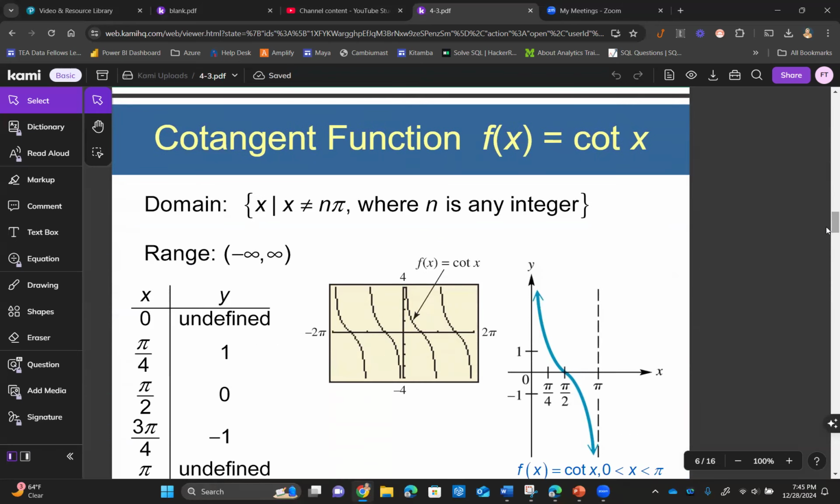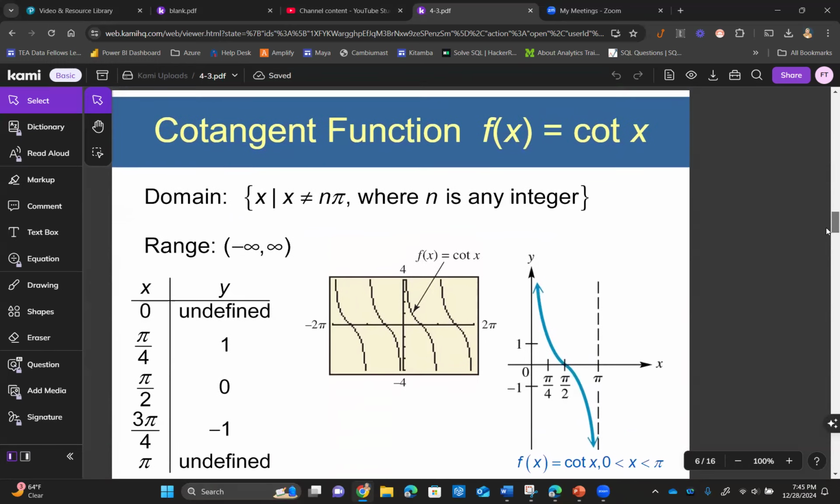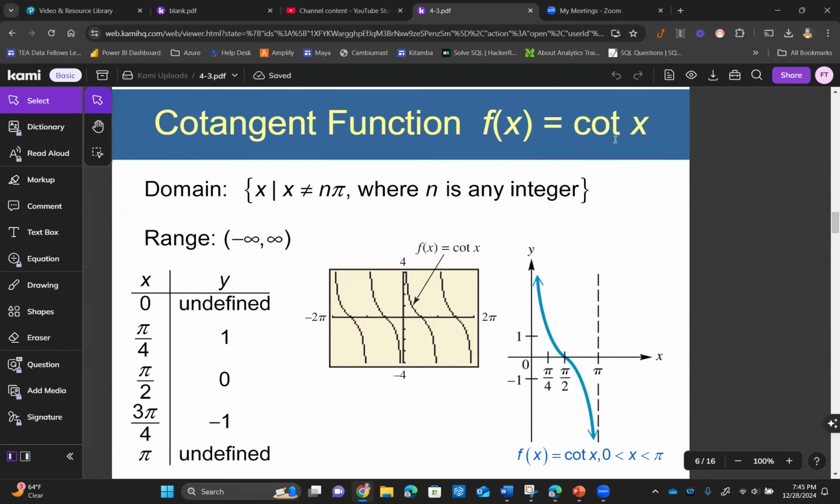If you now look at the cotangent of x, which is very similar to tangent of x, cotangent of x also has some undefined values. Cotangent of x is, in trigonometry, cosine over sine, so it becomes undefined whenever sine is 0. And sine is 0 when x is 0, and sine is 0 when x is pi. Therefore, cotangent becomes undefined when the angle is 0 and pi. So 0 and pi are going to create two vertical asymptotes.